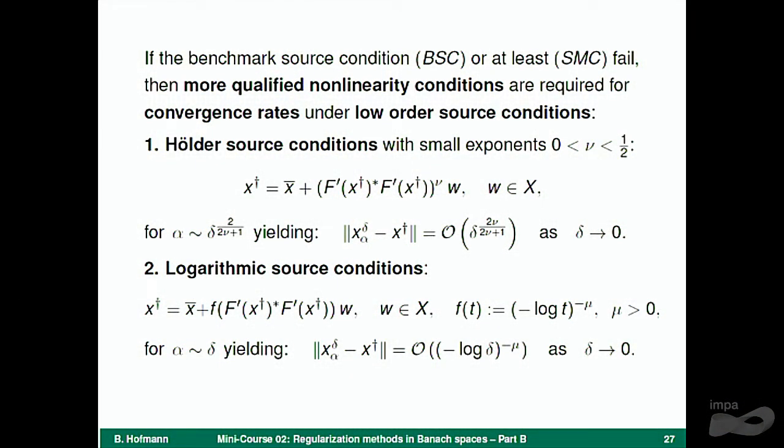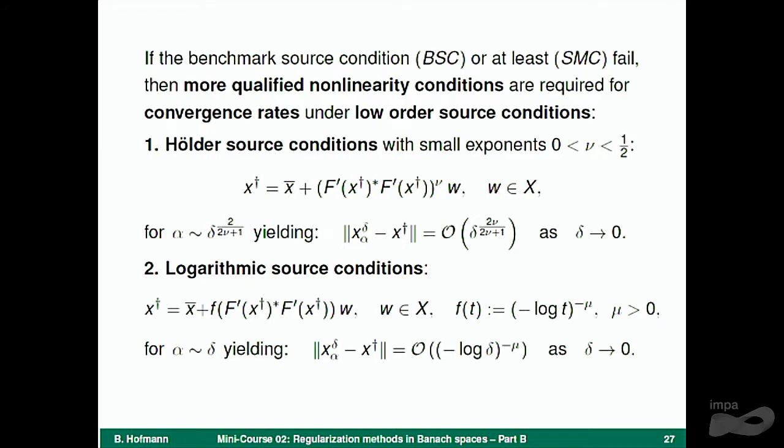If the benchmark source conditions or the smallness conditions have to be satisfied, then you can characterize the things and you get convergence rates under low order source conditions, for example, Hölder source conditions in that way. You see nu is smaller than a half. That means this is the A star A with exponent characterization which we have here, the power type of such source conditions. And if alpha has this a priori choice, then we get convergence rate in this way.